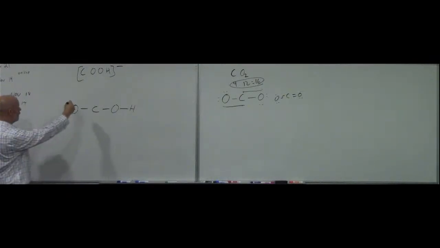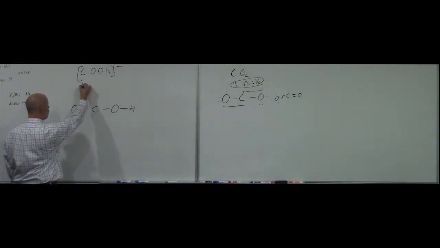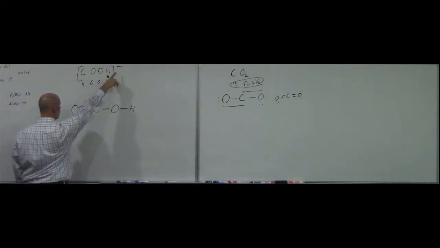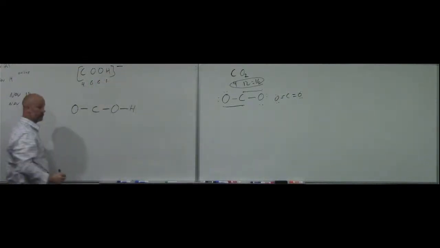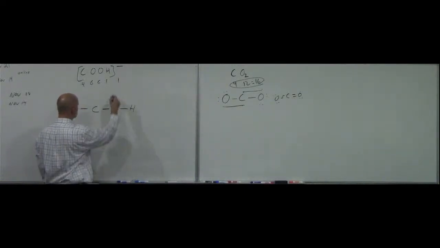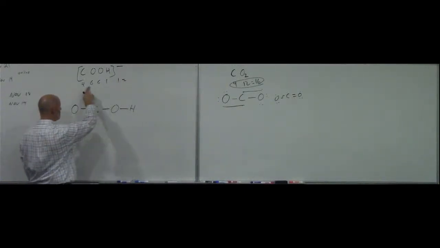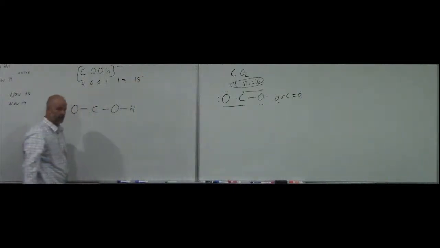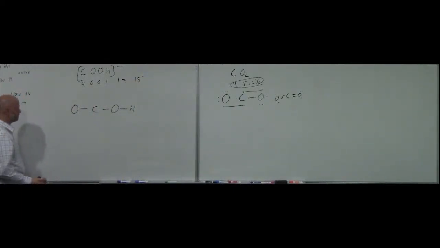What does carbon have? 4. Oxygen? 6, 6, and 1 extra, right? So there's 1. So my total is 10, 16, 17, 18. 18 electrons. Okay?